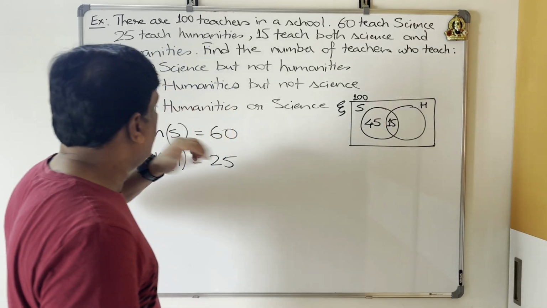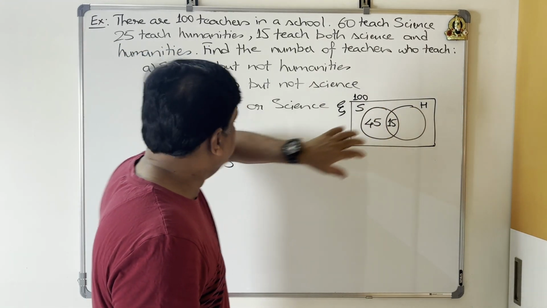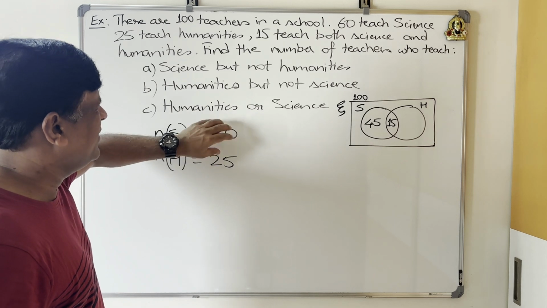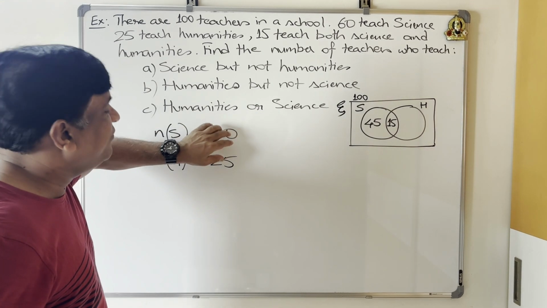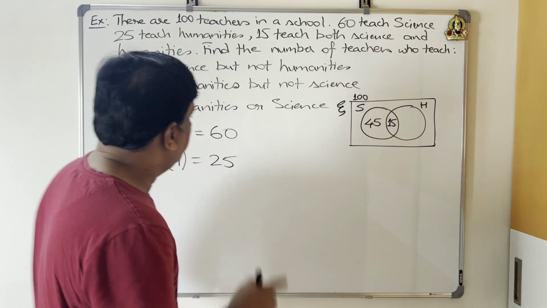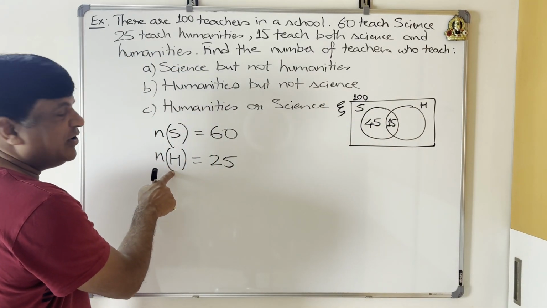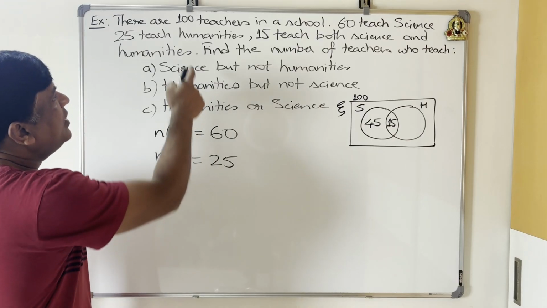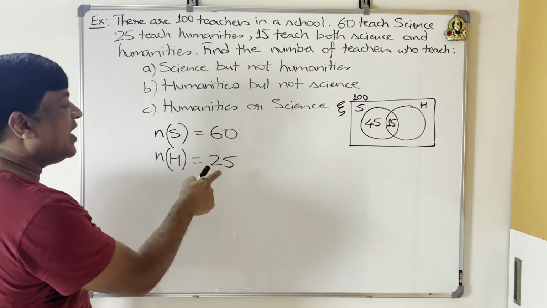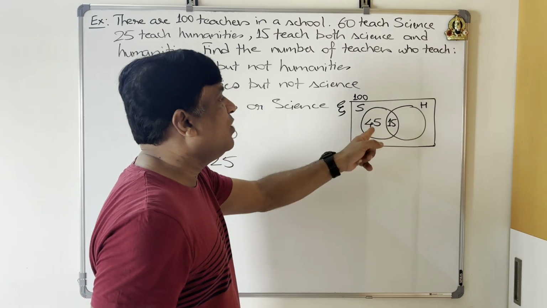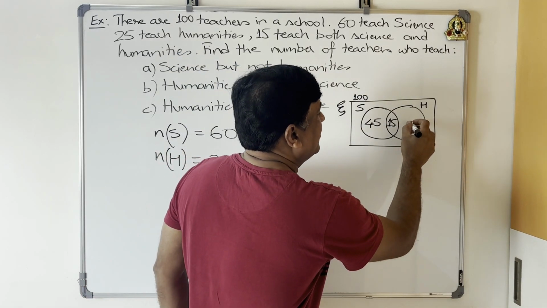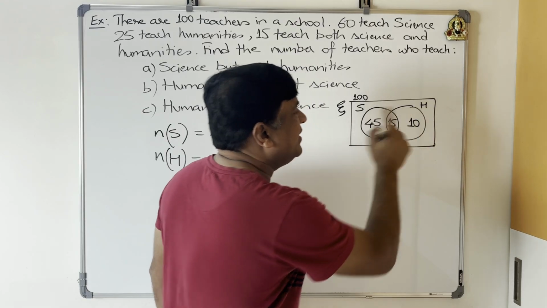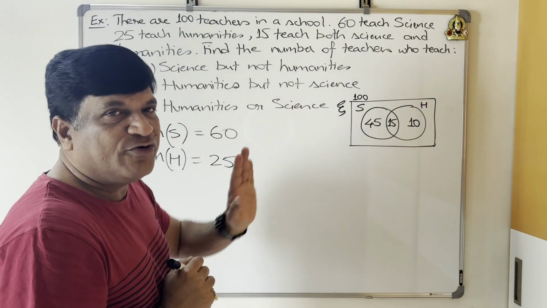There are 60 teachers teaching science, but out of them 15 are teaching humanities. Similarly, the total count for humanities teachers is 25, and out of these 25, 15 are teaching science also. So the number of teachers teaching only humanities is 10. That is how you're going to do it.